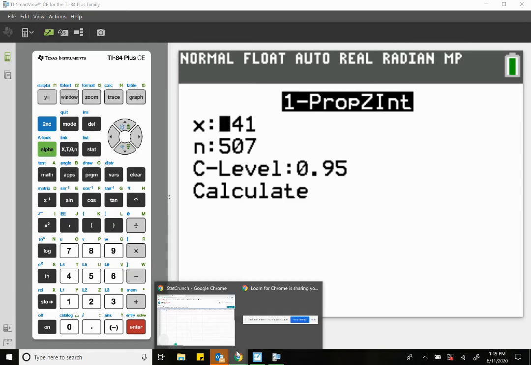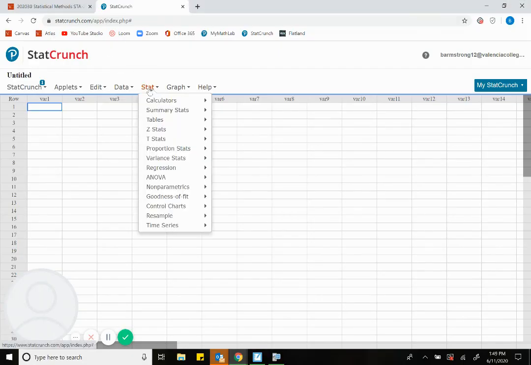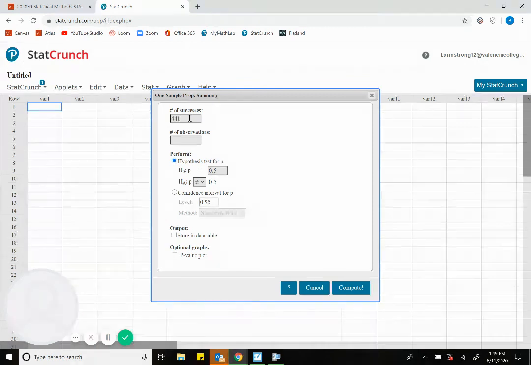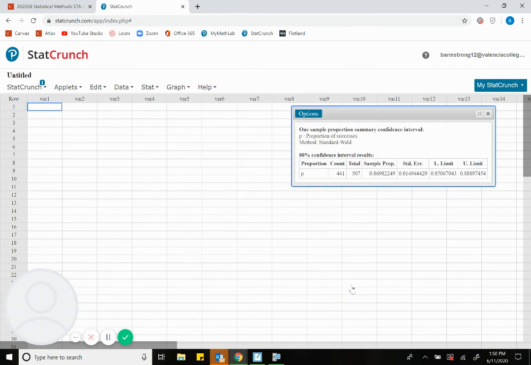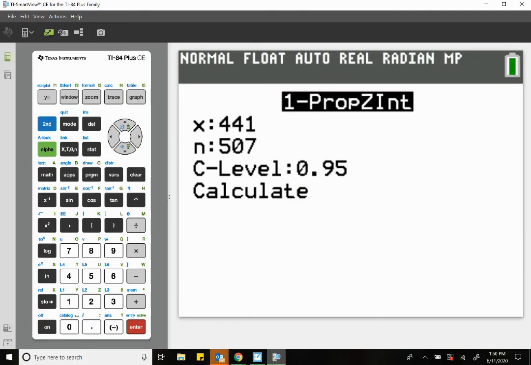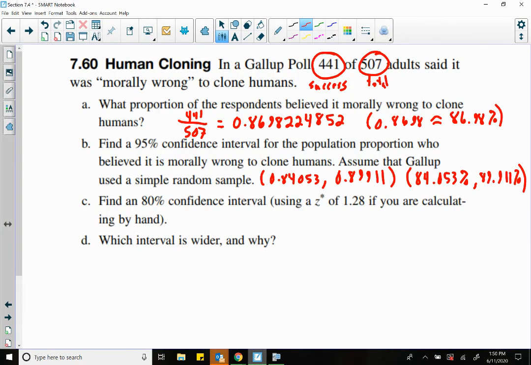But since we're doing this in StatCrunch, let's go to stat. We want proportion stats, one sample with summary. So we had 441, 507. We don't want a hypothesis test. We want the confidence interval. And we're going to change this to 0.8 because we want 80%. So there's our interval. We had 5 decimal places on the last one, right? Yeah, so let's do the same thing for this one.